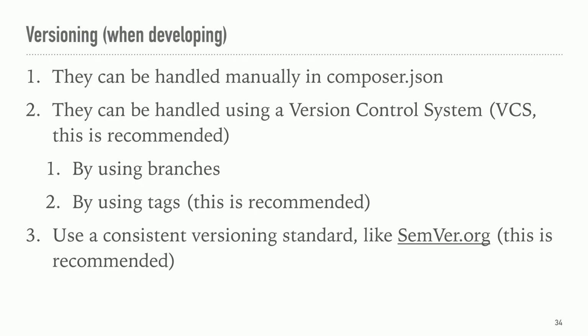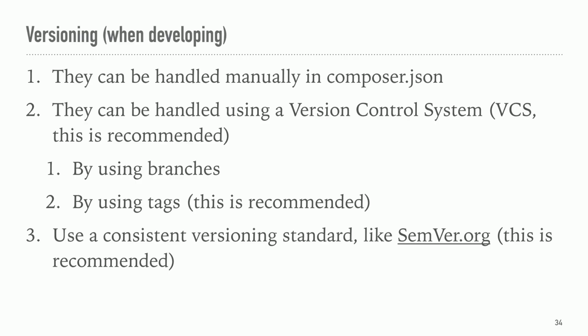You would have the option to use that by branches or by tags. For example, you have a commit, so you can assign a tag to that commit saying, okay, this particular commit is this version. Or you could do it by branches. For example, if you are currently on version 1.0.0, you can create a new branch 1.0.1, and then that would be taken by Composer automatically.